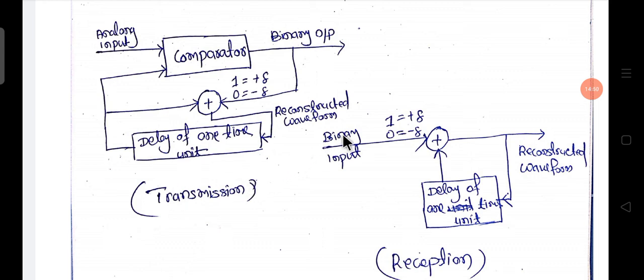On the receiver side, this binary output is the binary input for the receiver. Here it converts the 1s and 0s into plus delta level and minus delta level. That means binary 1 is represented as a plus delta level, and binary 0 as a minus delta level. The process that happens on the transmitter side happens in reverse on the receiver side. That's all. Thank you.